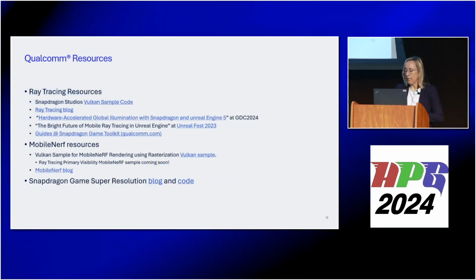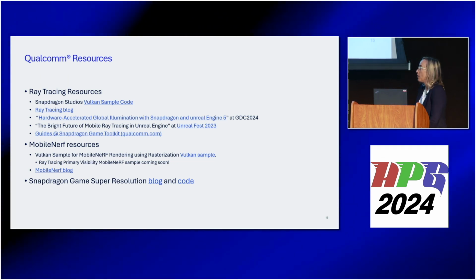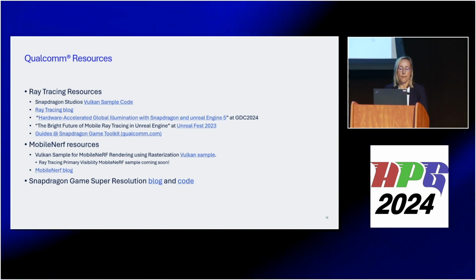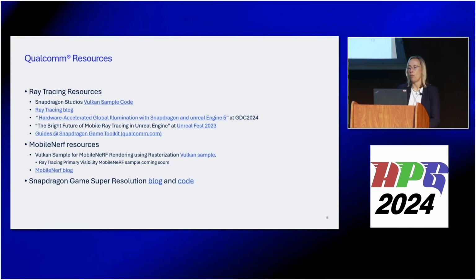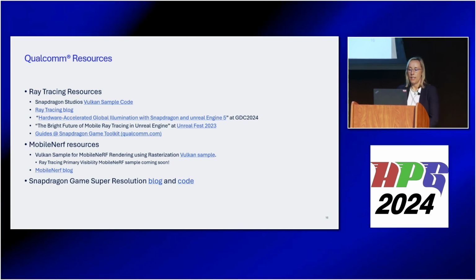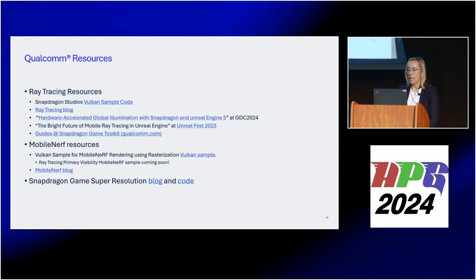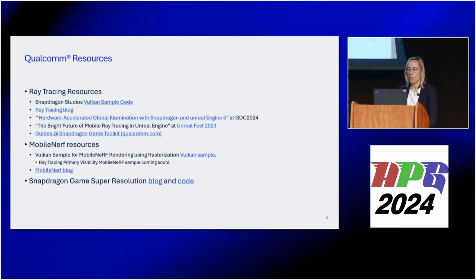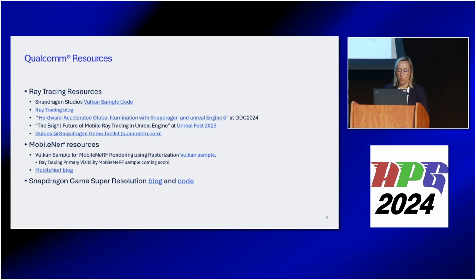All right, so with that, I'd like to conclude my talk. I wanted to show some of the Qualcomm resources here, and there are links throughout the talk as well. Snapdragon Studios maintains a GitHub with some Vulkan sample code, including ray tracing, so you can go and look at that. Some of our engineers have given talks at other conferences, so they contain some really good information on optimizations for ray tracing on Adreno GPUs. And then there's also a developer guide where you can find more information.